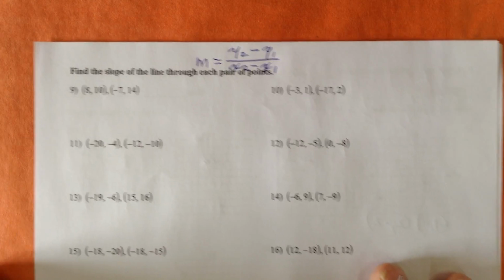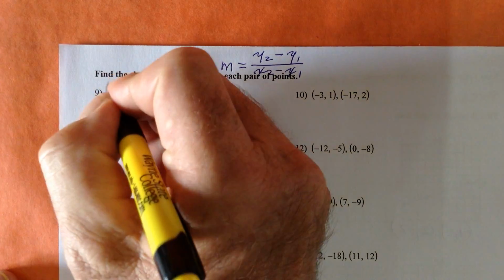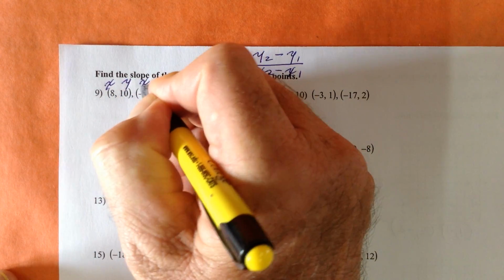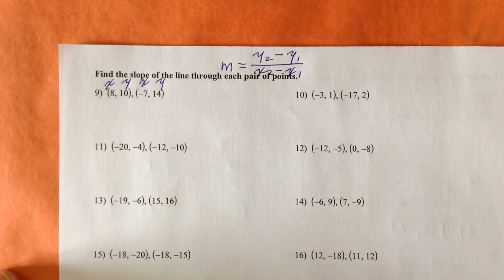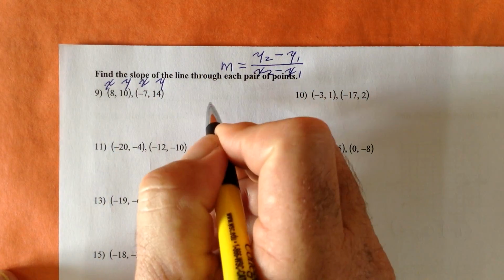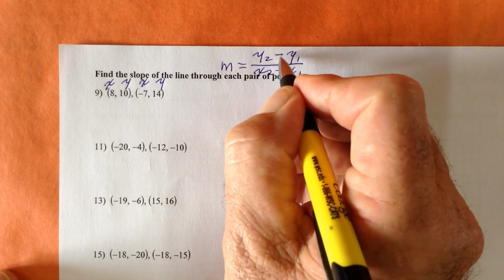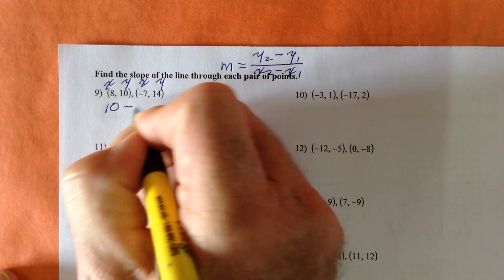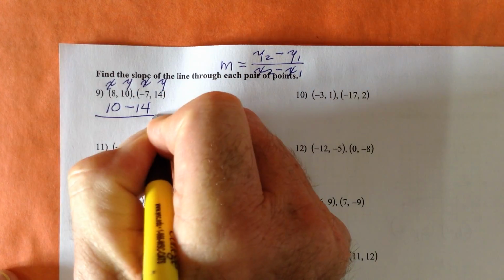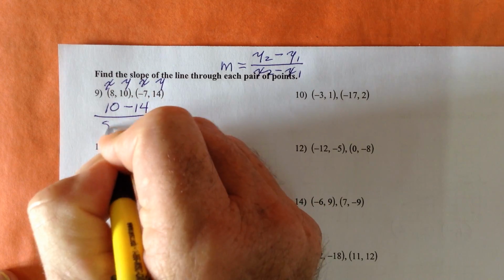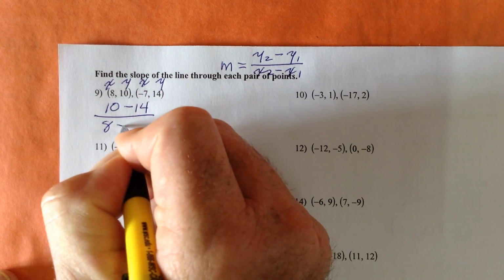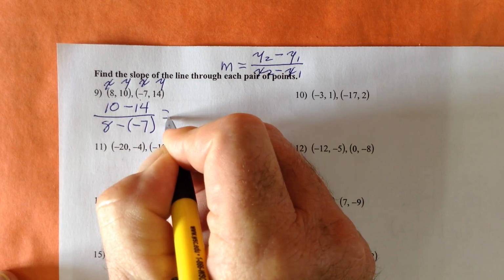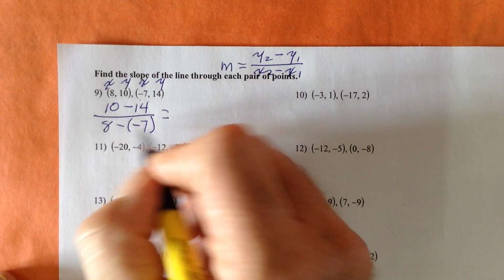Okay? So with these two coordinates, the x is always first, the y is second. -7 would be the x, and 14 would be the y. So to find the slope, we got to take the y minus the y. So if I take 10 minus this y, 14, over the x, 8, from this one, minus -7, that will give you the slope. So now that I got it set up, I just do the math.